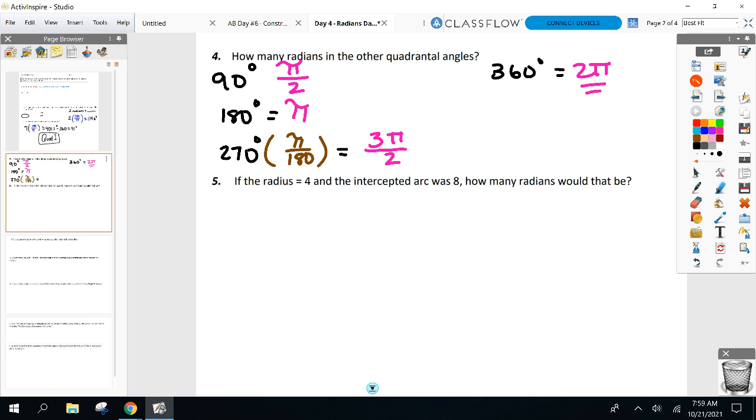All right, so the big topic today is where can I start using this radian stuff? And the answer is in circle problems.